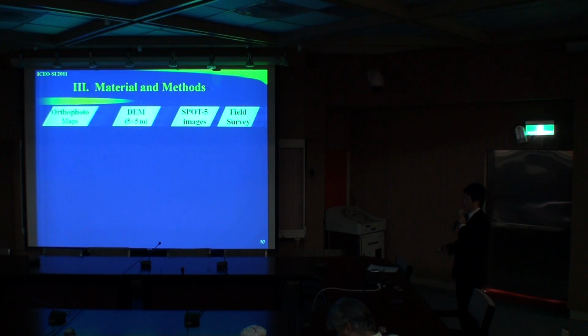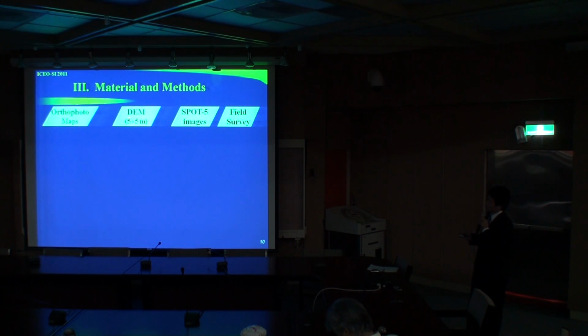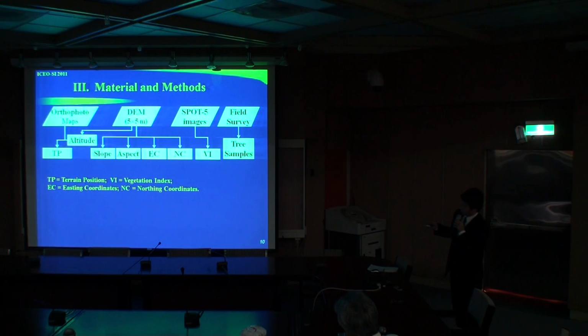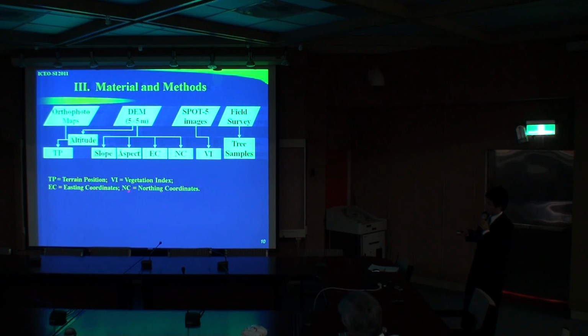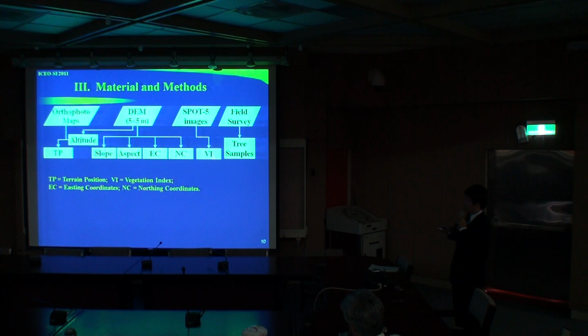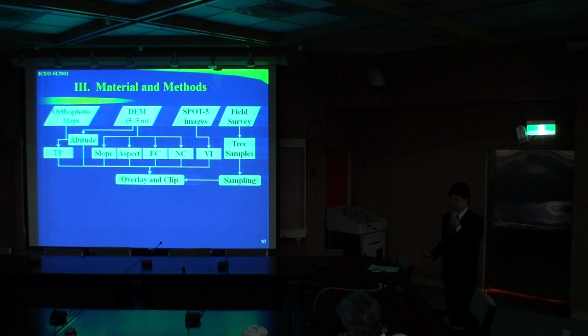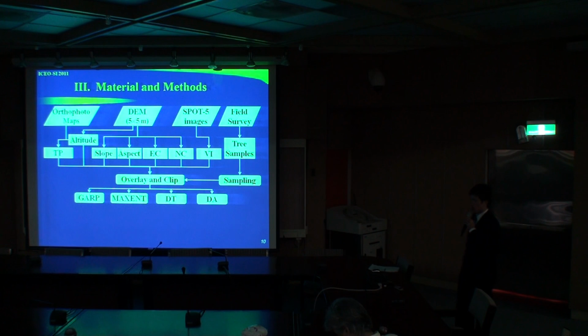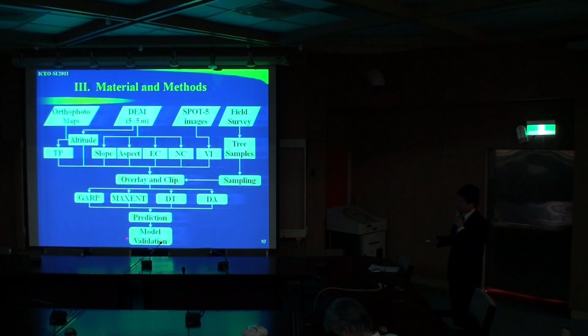The data we used included orthophoto maps, DEM and SPOT image, and then we derived the altitude, slope, aspect, east coordinate, north coordinate, vegetation index, and terrain position. And the tree samples were acquired from field survey. Then we overlaid these data and input them into GLM, MaxEnt and DT models to predict the potential habitat. And the final step is model validation.